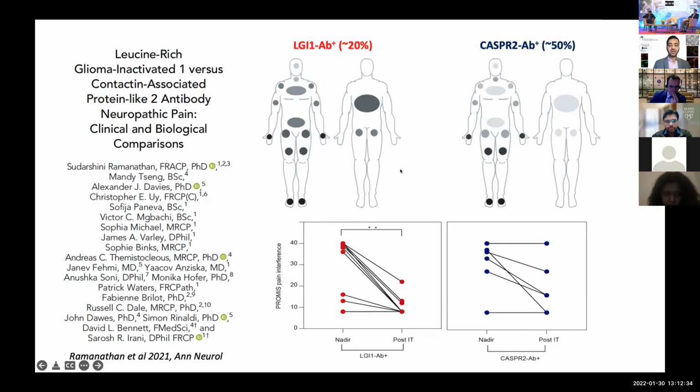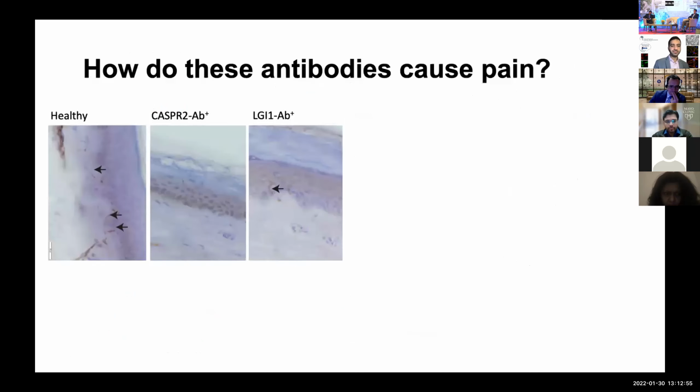And the other thing that's very clear is that this pain, and this is a pain scoring system, improves with immunotherapy in the LGI1 patients, but seems to be much more resistant to immunotherapy in the caspase-2 patients. This suggests that not only do we have different clinical features, but different responses to treatment in these two groups of patients, in addition to the different genetics I've already shown you.